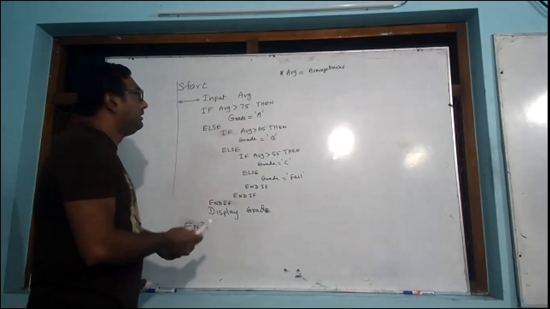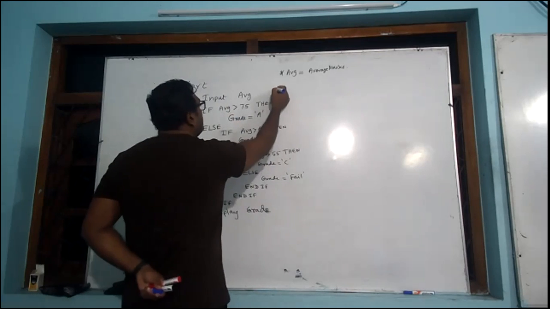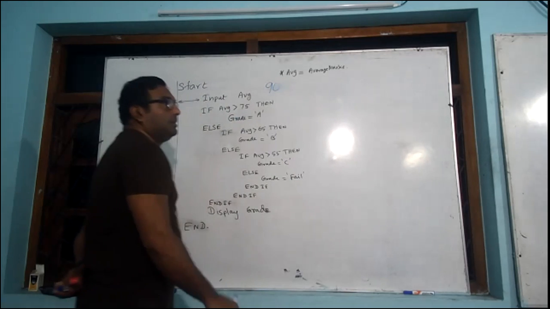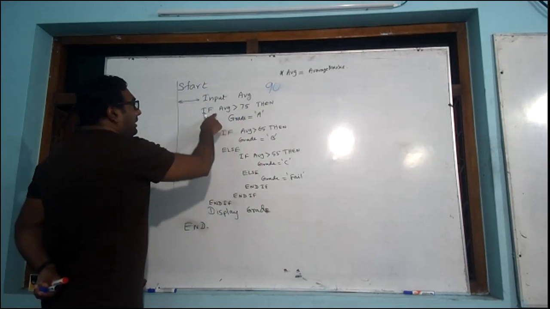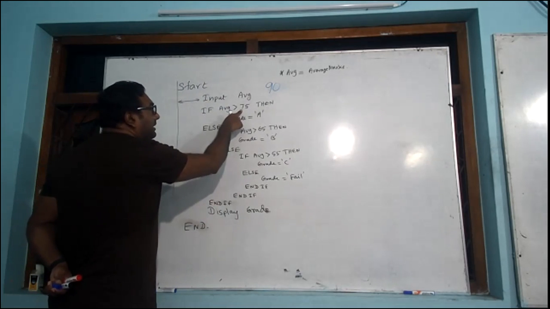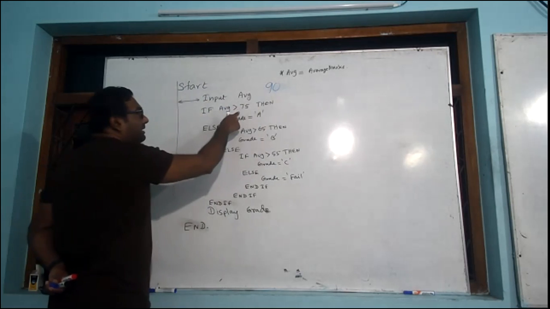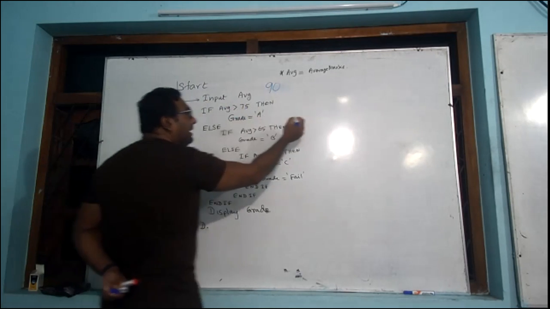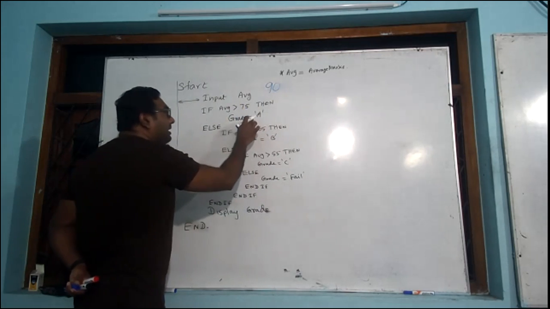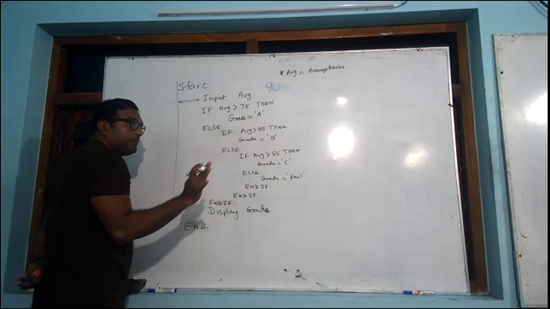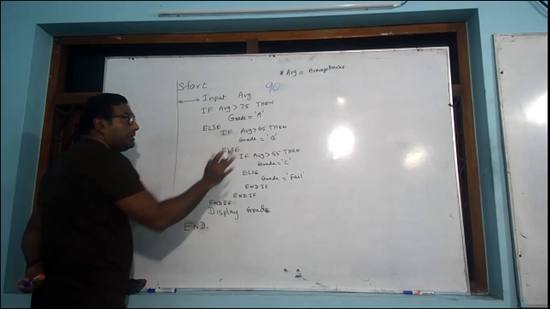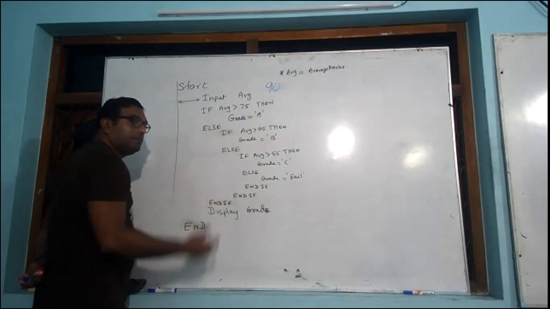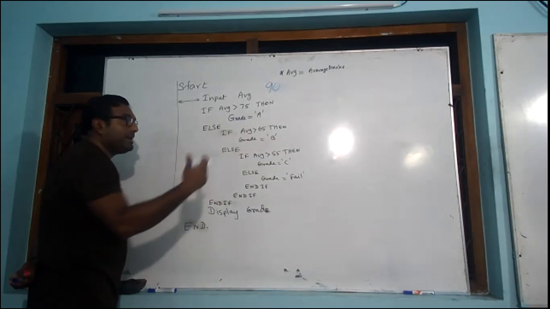Now think, Kuta, you have input the average as 90. Then what will happen? If the average is greater than 75, is 90 greater than 75? Yes. Then what will happen? The grade will be A. It is not going to the else part. So it will be grade A. So finally it will display on the screen: grade A.